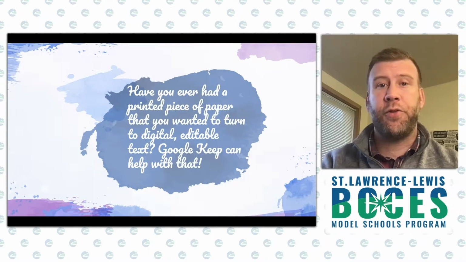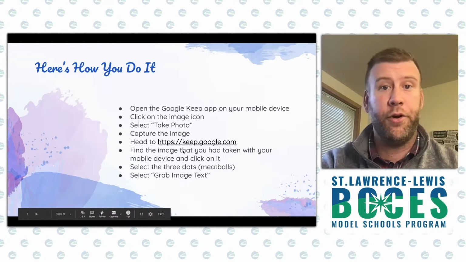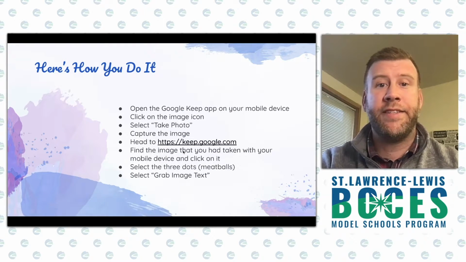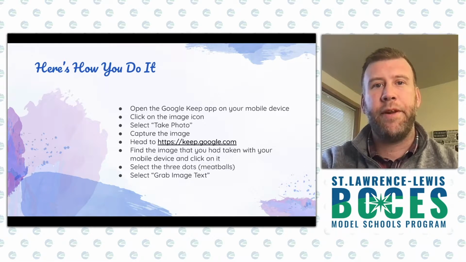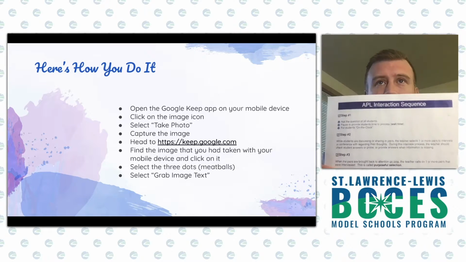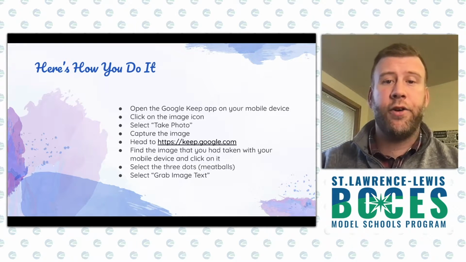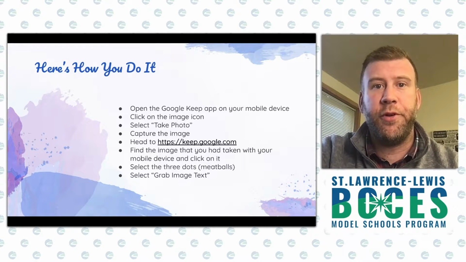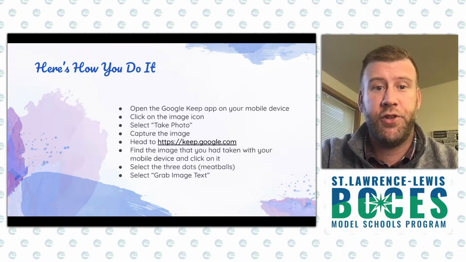So let's go through how we do this. First off, you've got to have this installed on your phone or your mobile device, whatever you want to call it, because without that, you really can't take the picture. Could you use it on the web app? Yeah, but it's really hard to hold it up like this and get a really good shot. So I encourage you to put it on your mobile device. And there are so many more uses beyond just turning text into digital text.